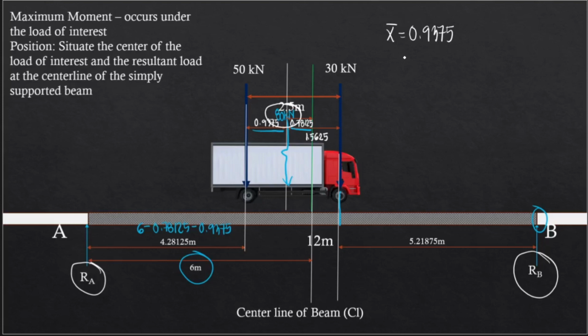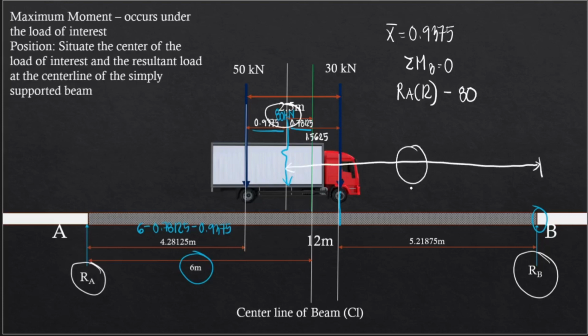Now, I'm going to solve RA, so we will take moments about B, and then we have RA multiplied by 12, and then minus, let's just use the resultant, we have minus 80 times the distance going to B. So we have this one. And so this distance is 0.78125 plus 6 meters. So 6 meters and then 0.78125. We have this one. Again, 6 from B to the center line and then plus 0.78125, which is this distance. So RA will be 45.2083.